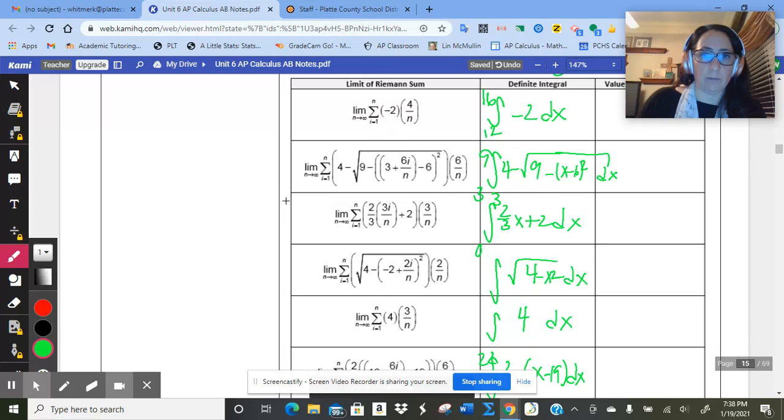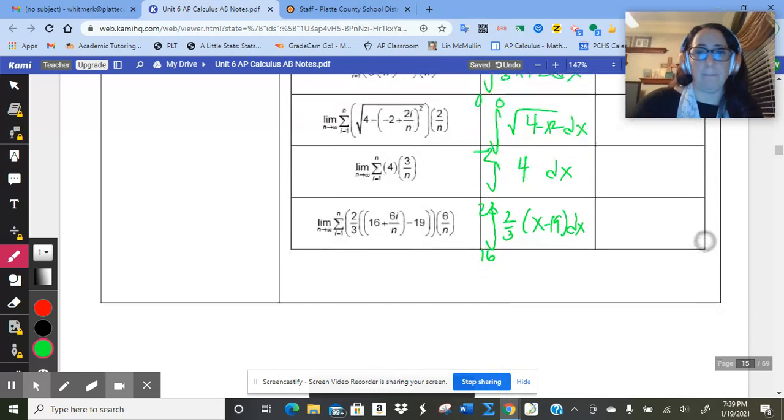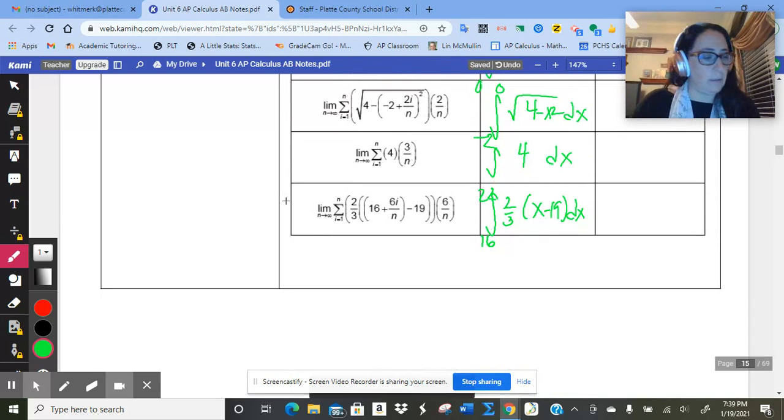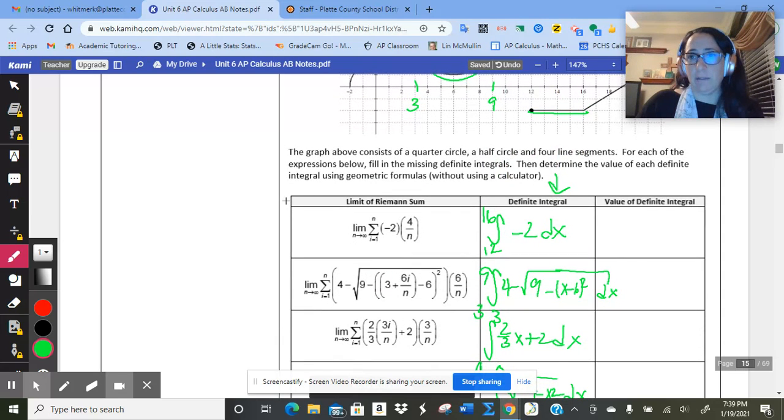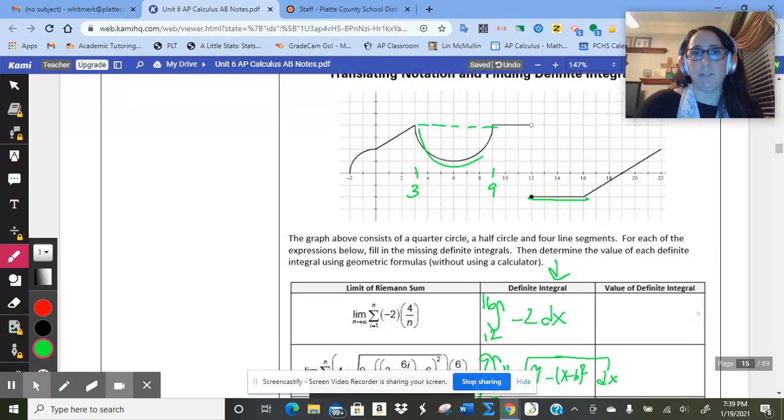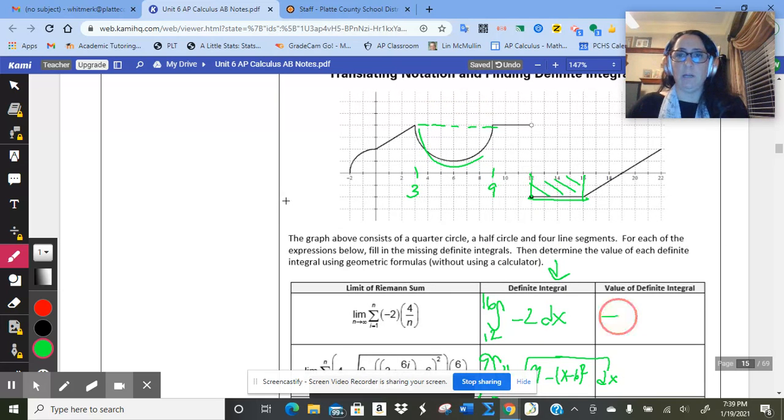This one is 0 to 3, -2 to 0. That's a 0, yep. And this one was from 9 to 12. And this one ended up from 16 to 22. And then we actually get to go find those areas using some geometry. So this one's pretty easy, and we know it's all below, so it's negative. So base times height, -8.